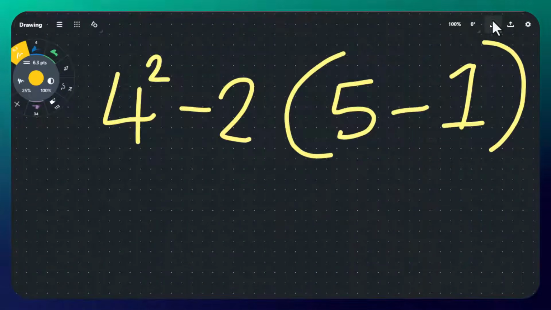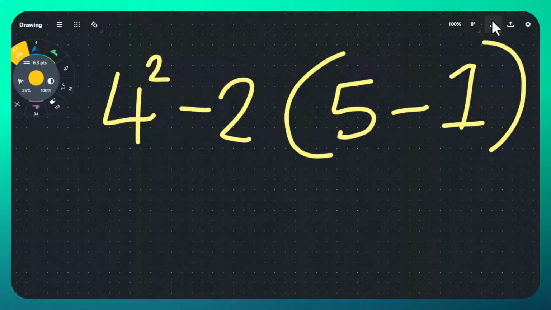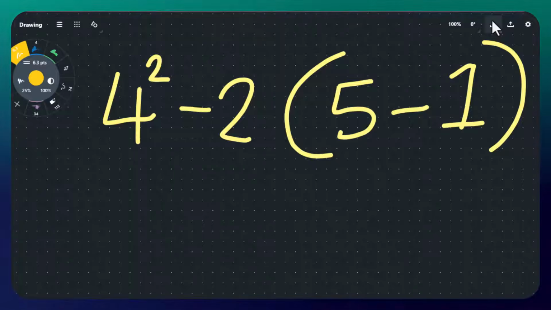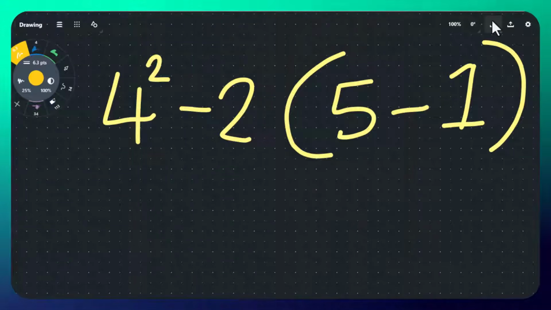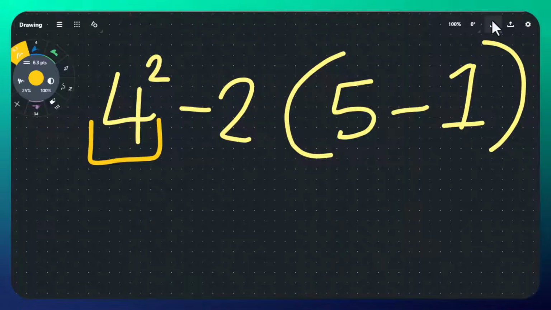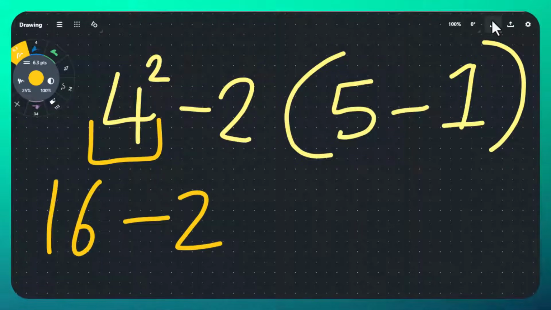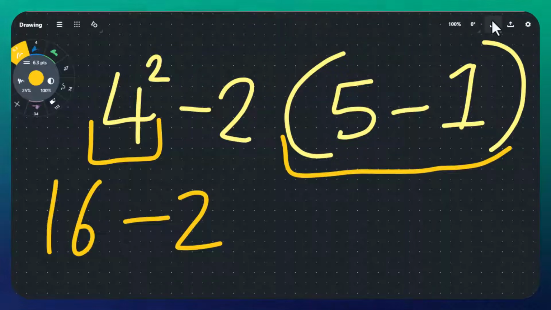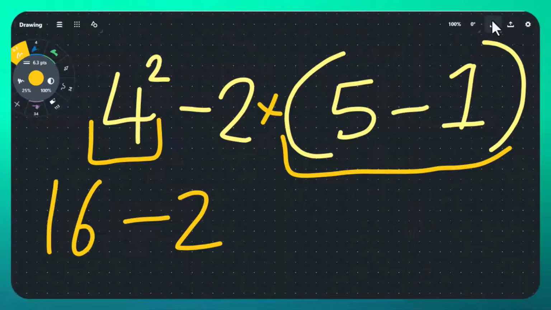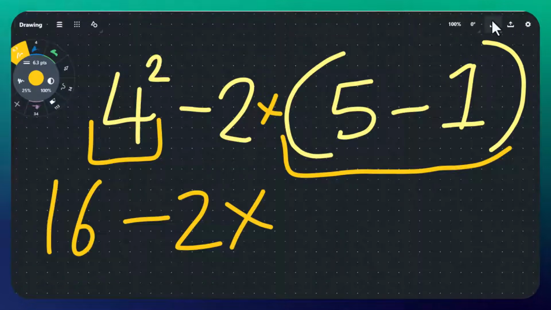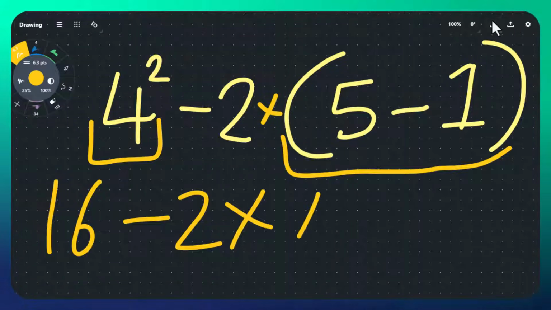Alright, so here is where the problem starts, and the common mistake that some people usually make. They start with this. 4 squared is 16. Then they say minus 2, of course, 5 minus 1, and there is an invisible multiplication sign here. 5 minus 1, that is 4.